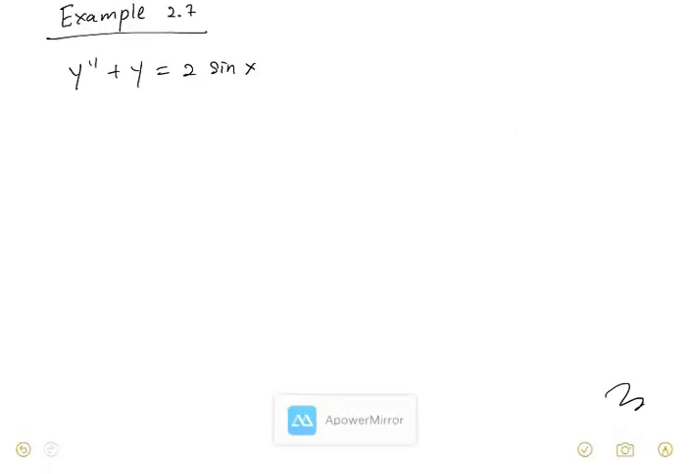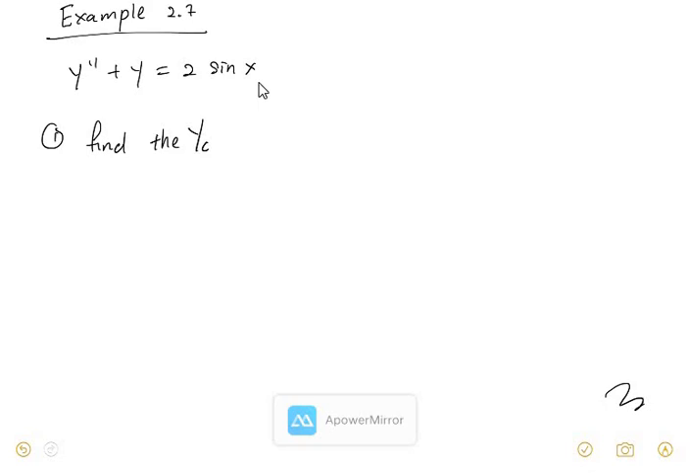First of all, if you look at this question, you know that this is non-homogeneous. This is because this f(x) is equal to 2 sine x, which is not equal to 0. So in this session, I will teach you using the method of undetermined coefficient. First of all, you need to find the complementary solution, which is the yc. So step 1, find the yc.